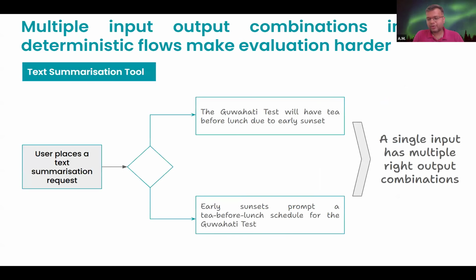Let's try to understand this topic of non-determinism with the help of an example. I would like to take you about a year back, when India was playing a test match with South Africa in the Indian subcontinent itself. And the test match was scheduled to happen in Guwahati, right?